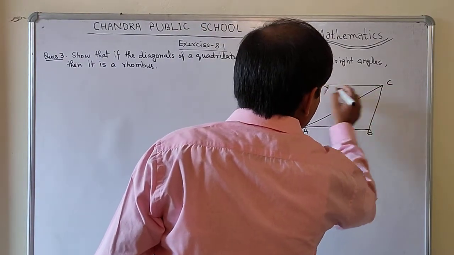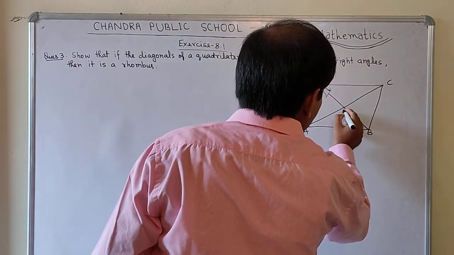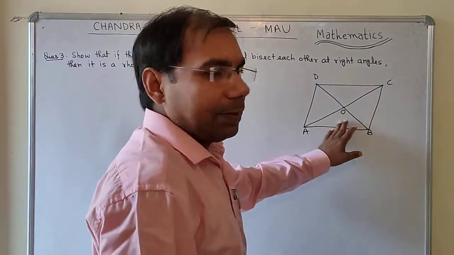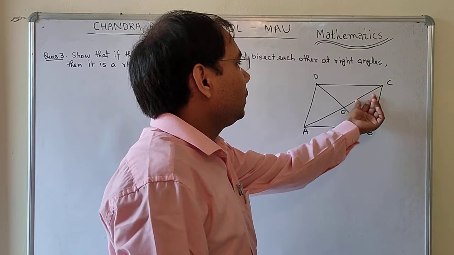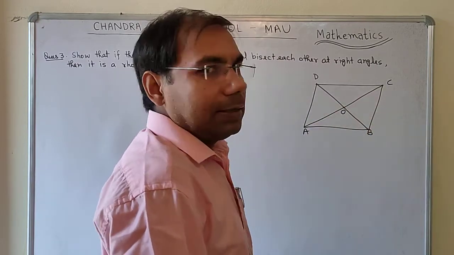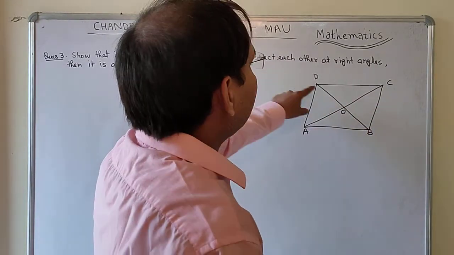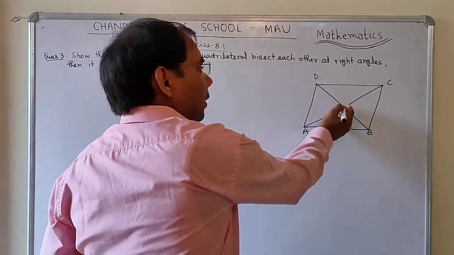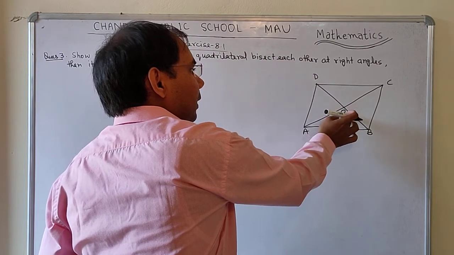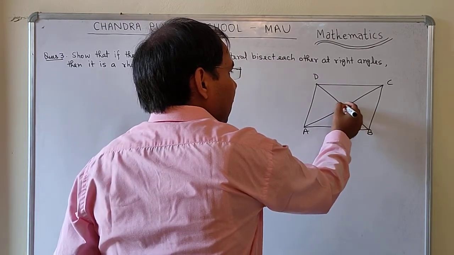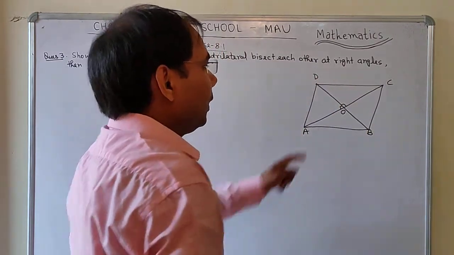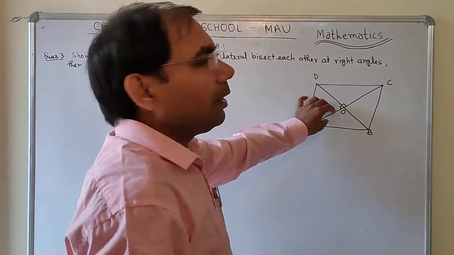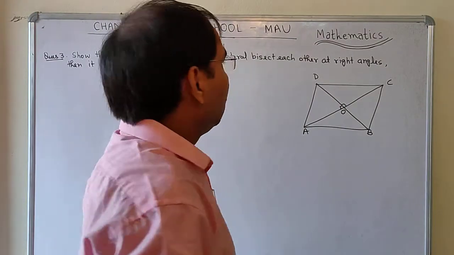each other. It means if both the diagonals are intersecting at O, so in this question it is given that both the diagonals bisect each other. It means AO equal to CO and BO equal to DO. That is given. It is also given that they bisect each other at right angle. It means all these angles are 90 degree, 90 degree, 90 degree, 90 degree. Here all these four angles are 90 degree. So you need to prove that the quadrilateral is a rhombus.